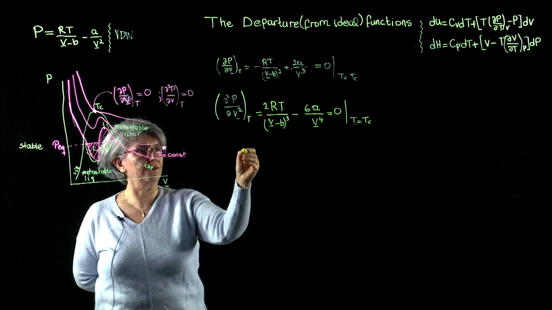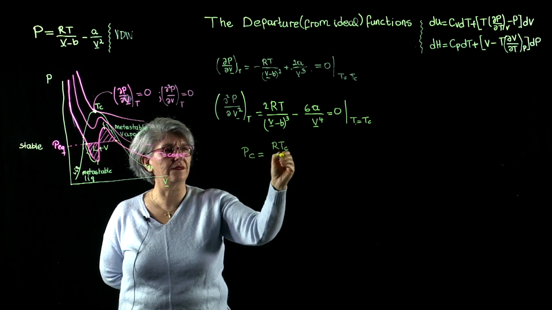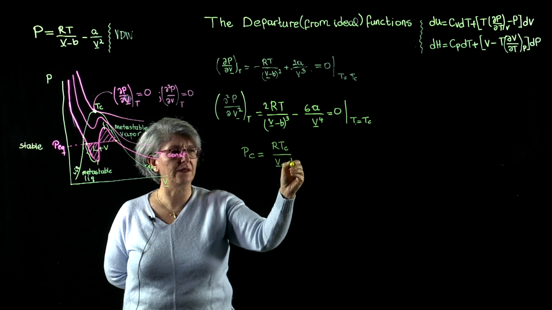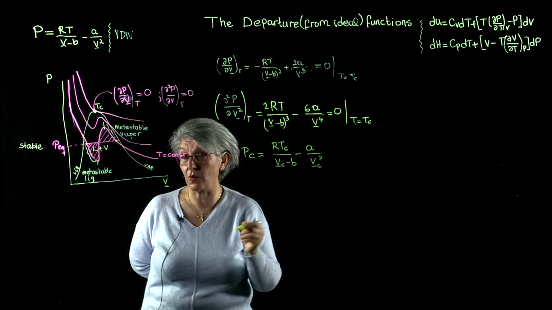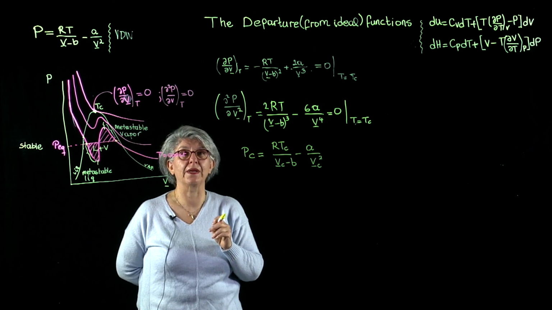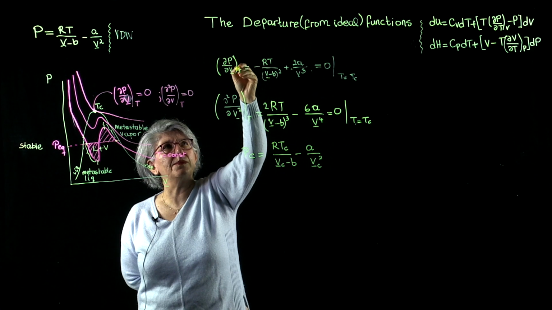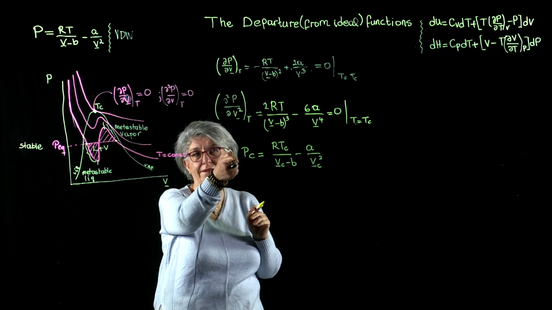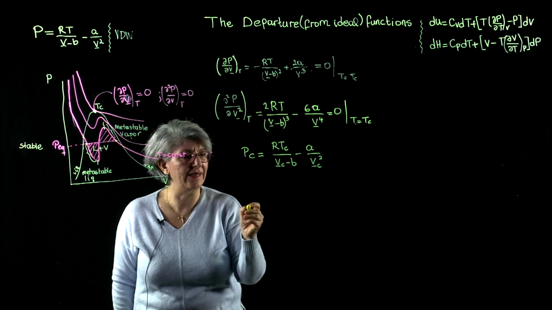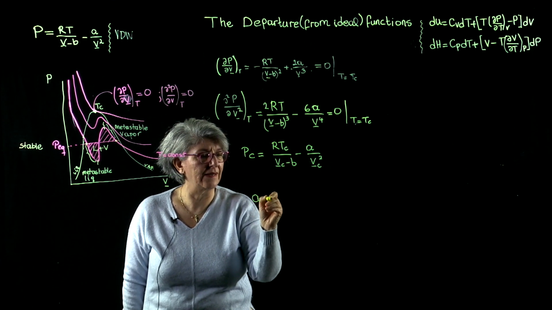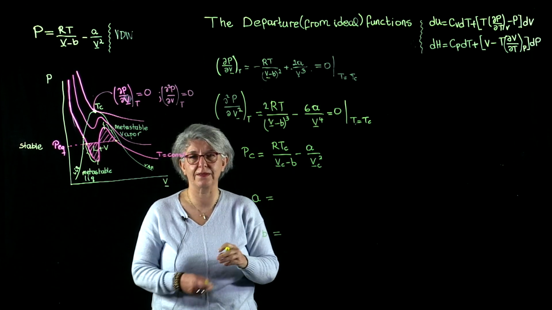And of course, P critical is going to be RT critical over V critical minus B, minus A over V critical square also. All right? Now here, the principle of extremum gives us two equations. We also have one equation. We can combine any two to obtain A and B as a function of critical constants.